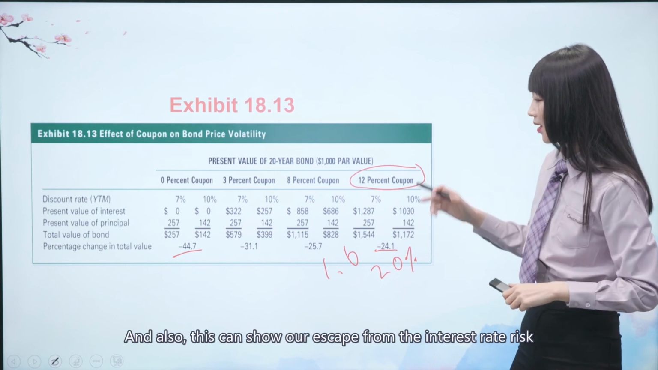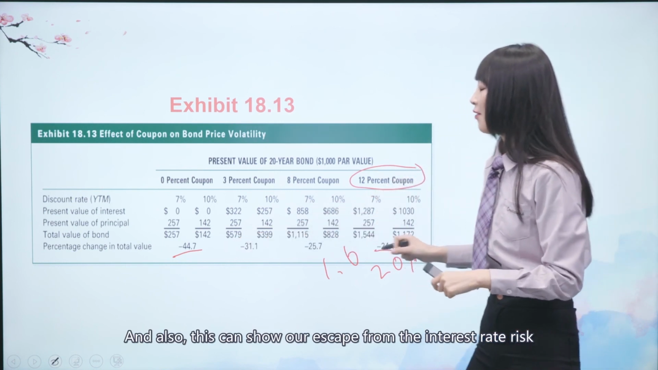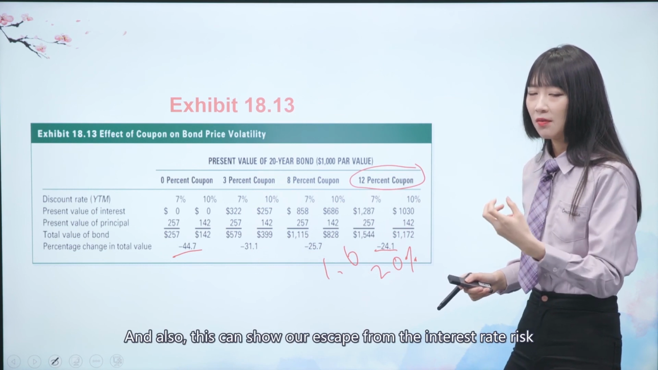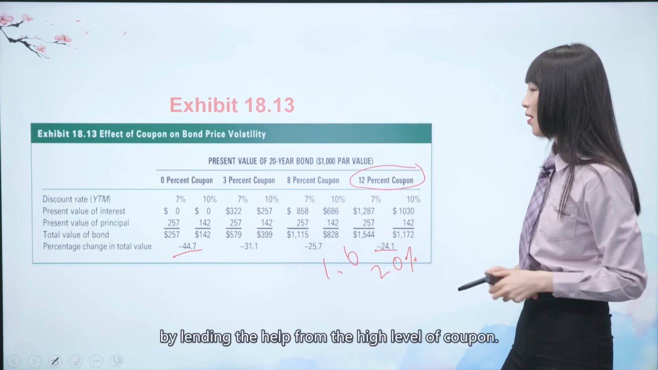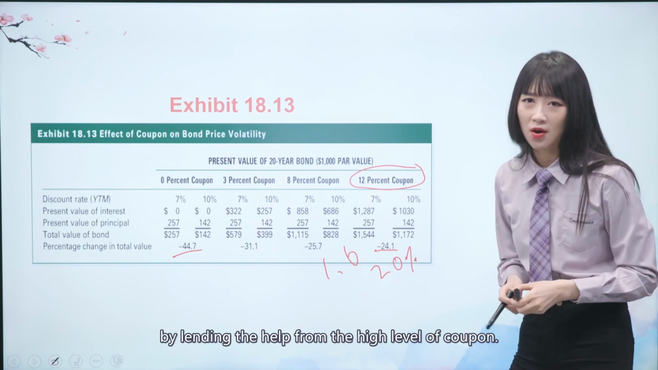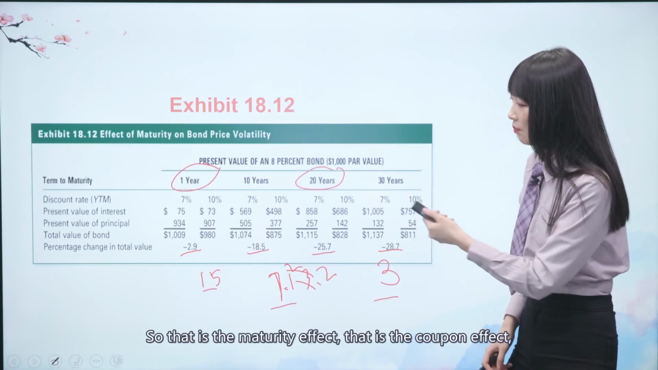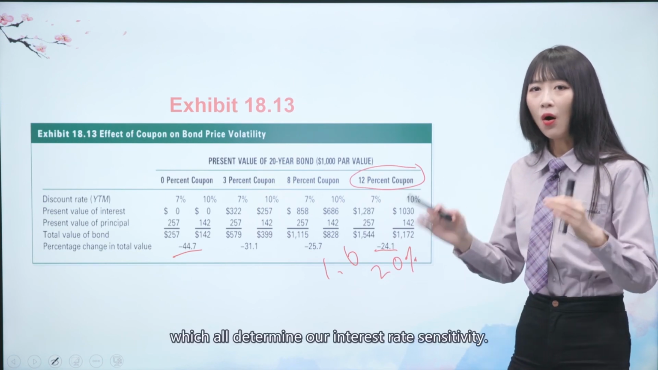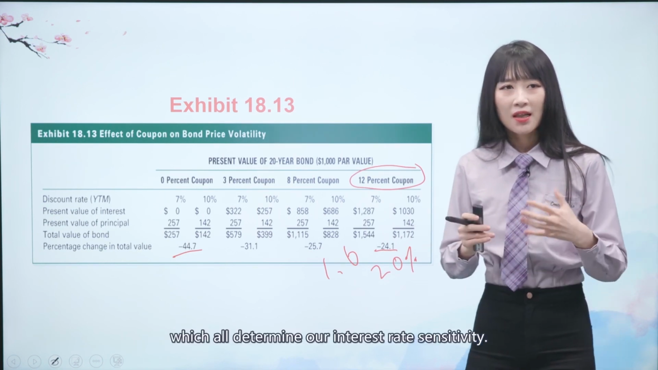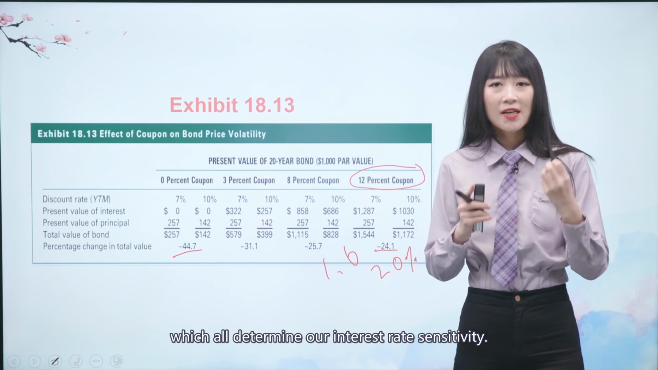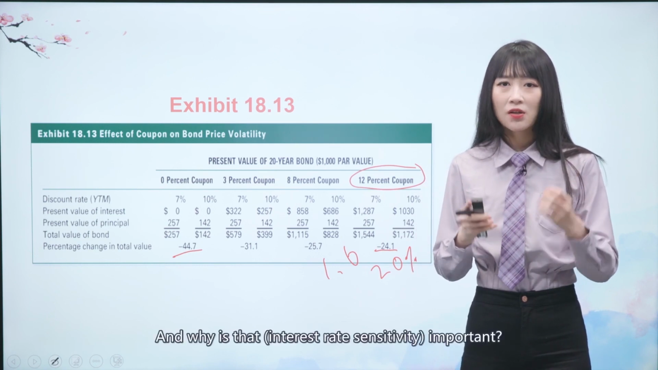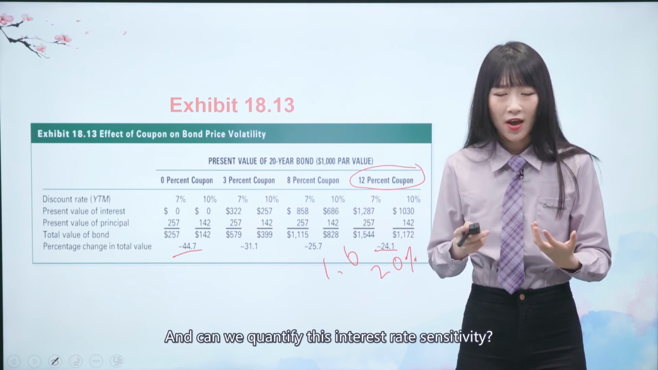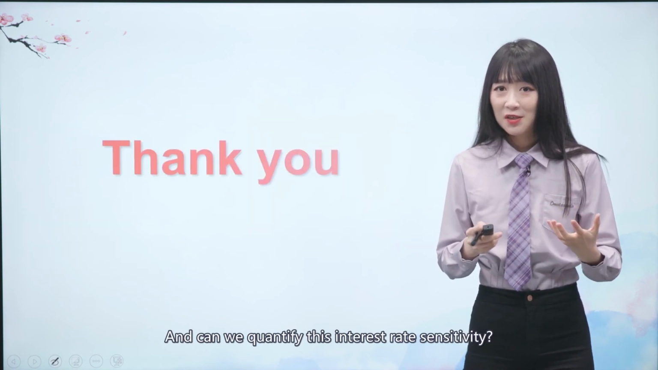And also, this can show our escape from the interest rate risk by lending the help from a high level of coupon. So that is the maturity effect, that is the coupon effect, which all determines our interest rate sensitivity. And why is that important? And can we quantify this interest rate sensitivity?